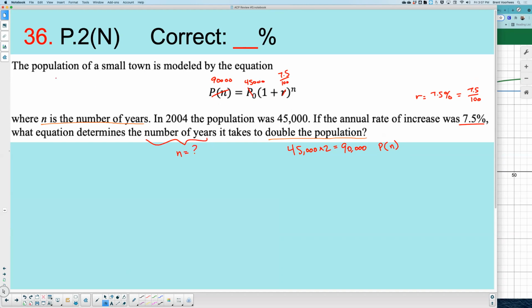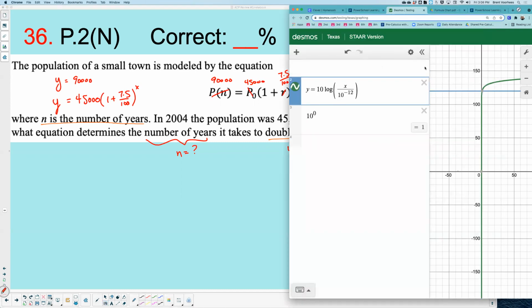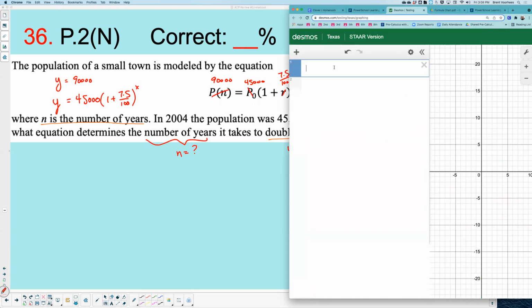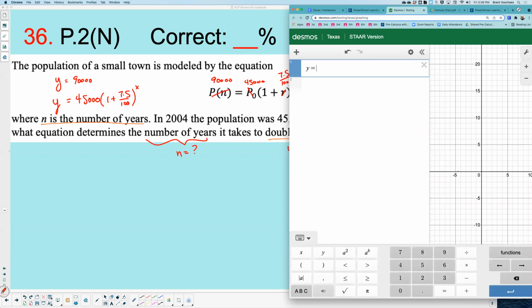So what I'm going to do is y equals 90,000 and y equals 45,000 times (1 plus 7.5 divided by 100) to the power of x. And we're going to see what we come up with here. It's a new problem. I'm going to clear all this off. And we have y equals 90,000.